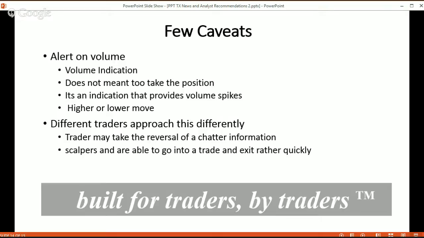And really the final caveat here is that different traders approach this differently. A trader may take the reverse of a particular piece of chatter information, and scalpers are able to get into a trade and exit rather quickly. It depends what kind of trader you are, so you really need to identify yourself and understand what kind of trader you are to be able to trade on this type of information.